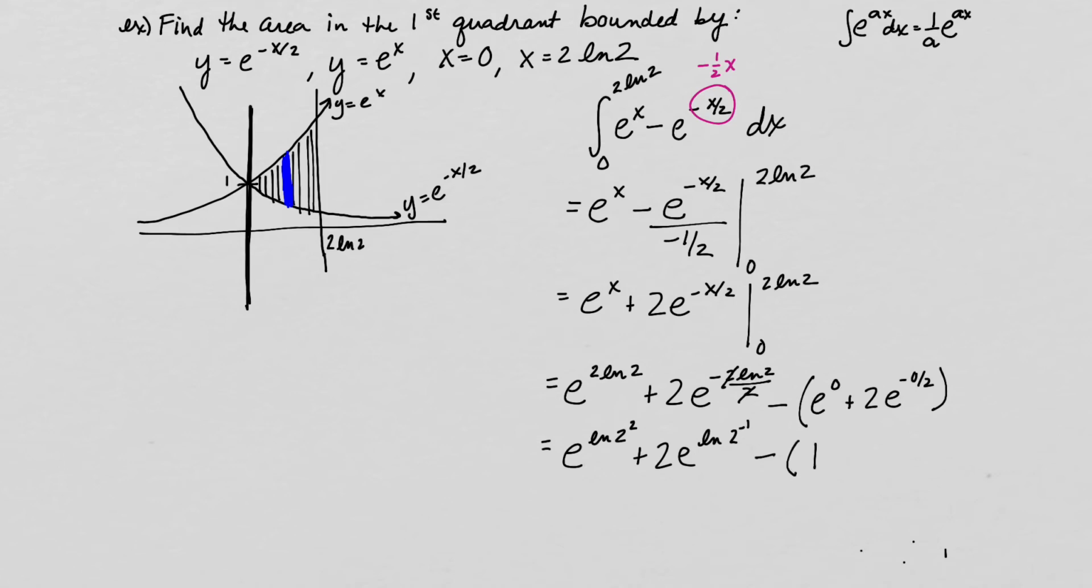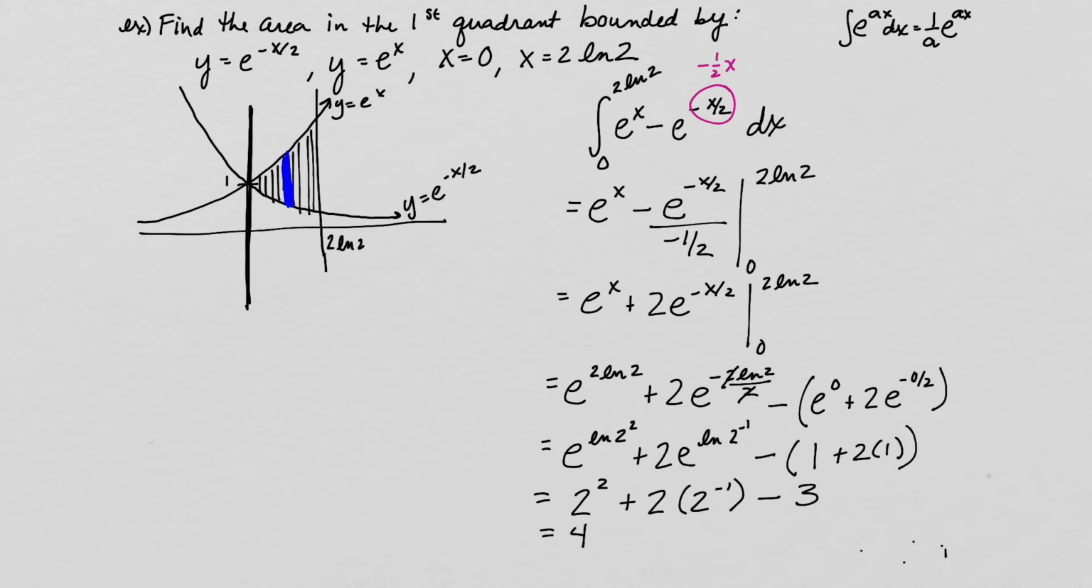Minus e to the 0 is going to be 1. So 1 plus 2 times 1, because I have another e to the 0. So this is going to be 2 squared plus 2 times 2 to the negative 1 minus this inside the parentheses here, we're going to have 3.